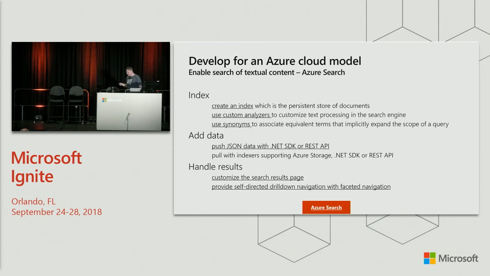Azure Search. So Azure Search, and this is creating an application that's enabling textual content search using Azure Search, essentially. So what do we do when we use Azure Search? We do three different things. We index, we add data, and we handle the results. Those are the three actions, essentially, we're doing with Azure Search.